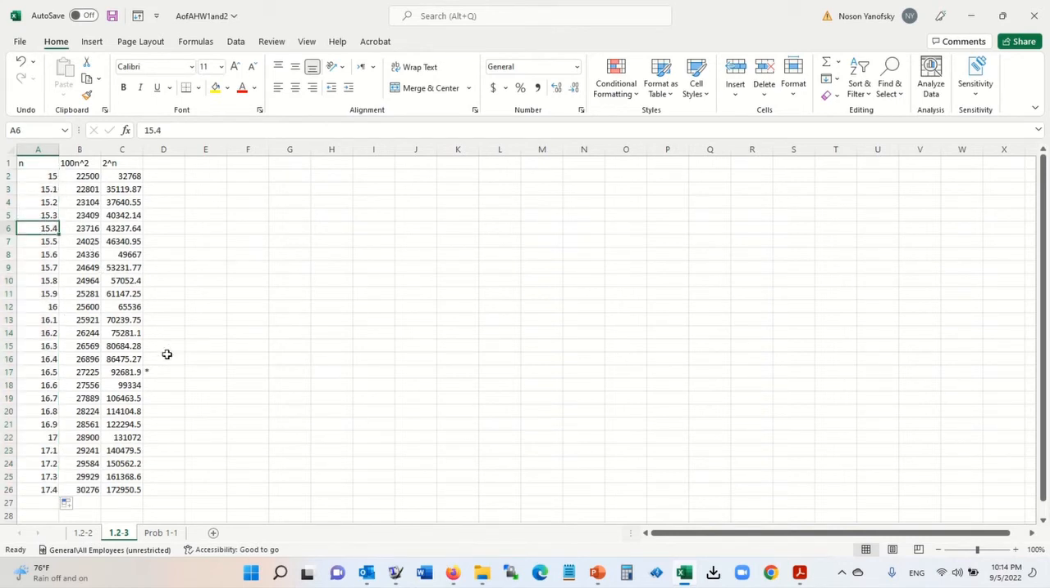So now let's see where this cutoff, this trade-off is. At 15, this is 22,000, this is 32,000. Oh, so it's already bigger. So I am wrong. Let's try this from 14. Sorry, 14.0.